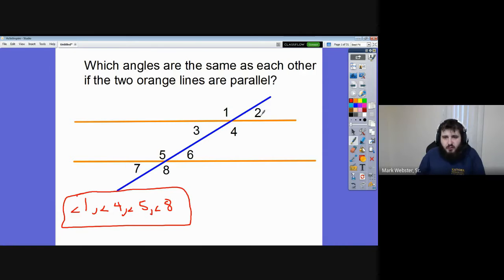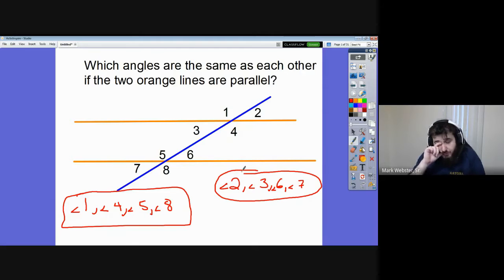Now let's look at the other 4. Same thing, angle 2 and angle 3, they're vertical angles. And angle 2 and angle 3 each have a corresponding pair on the other cross, 6 and 7. 2 matches with 6, 3 matches with 7. And so we can talk about these 4 angles being all the same too.